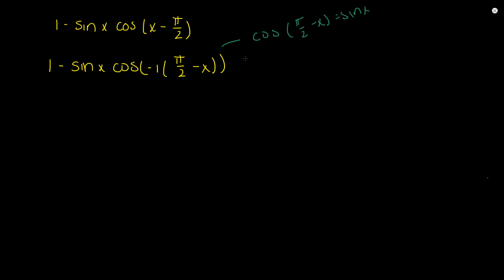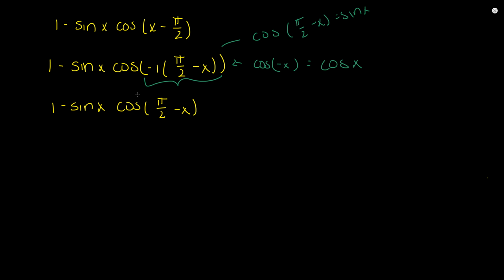Well, because cosine is an even function, cosine of negative x will equal cosine of x, I can now rewrite this piece as pi over 2 minus x. So 1 minus sine x times cosine pi over 2 minus x. We know that this is sine of x. I just stated it up in the blue area. So this is 1 minus sine of x times sine of x, or 1 minus sine squared x.